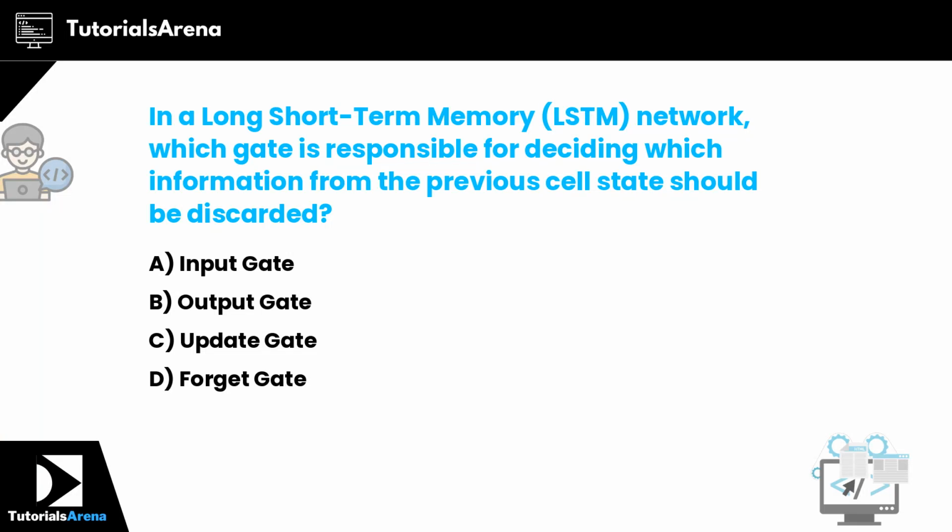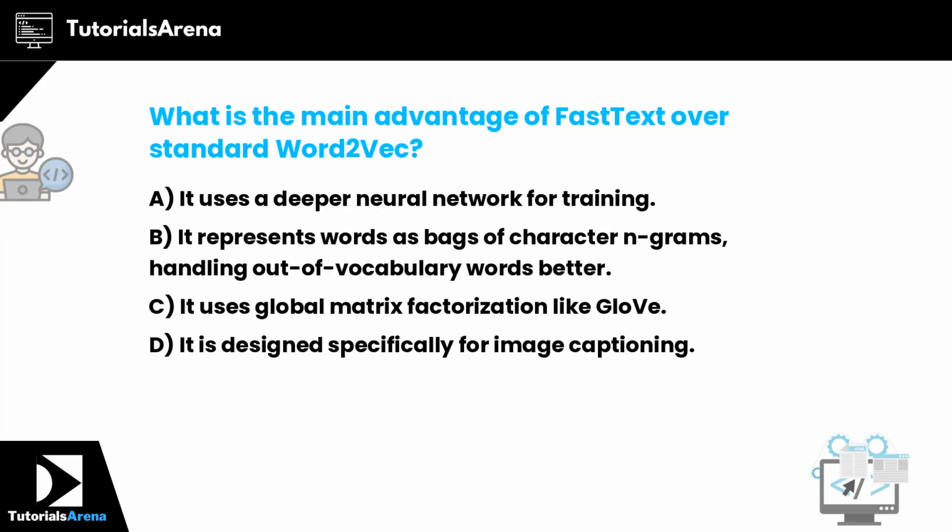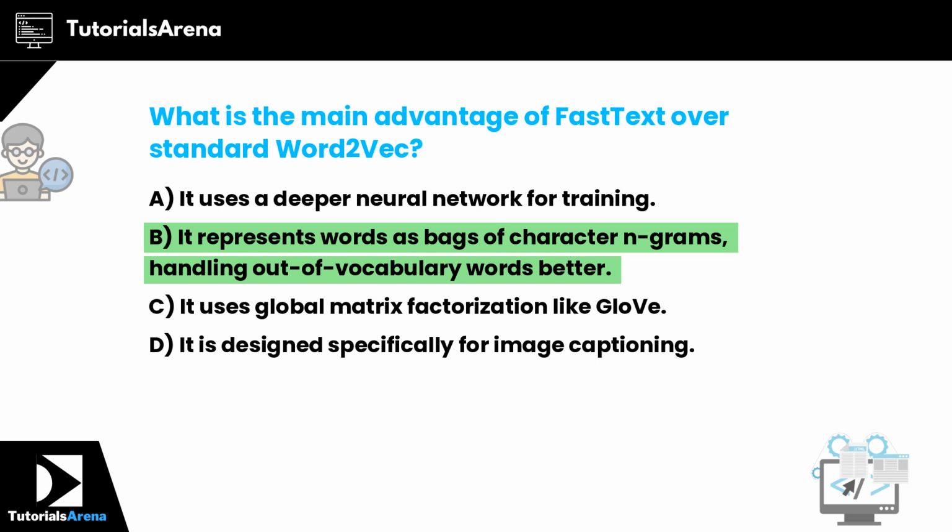In a long short-term memory, LSTM, network, which gate is responsible for deciding which information from the previous cell state should be discarded? The correct answer is option D, forget gate. What is the main advantage of fastText over standard Word2Vec? The correct answer is option B. It represents words as bags of character n-grams, handling out-of-vocabulary words better.